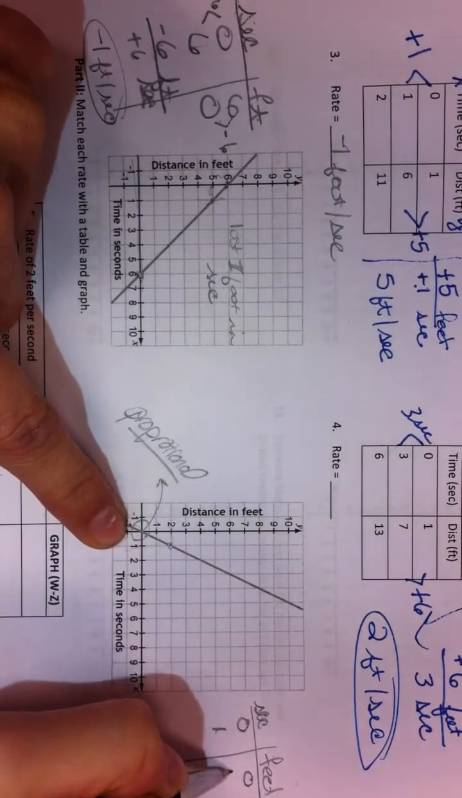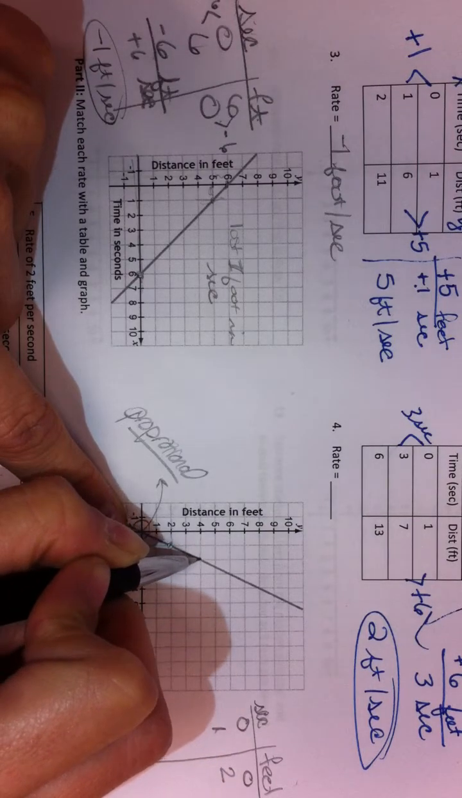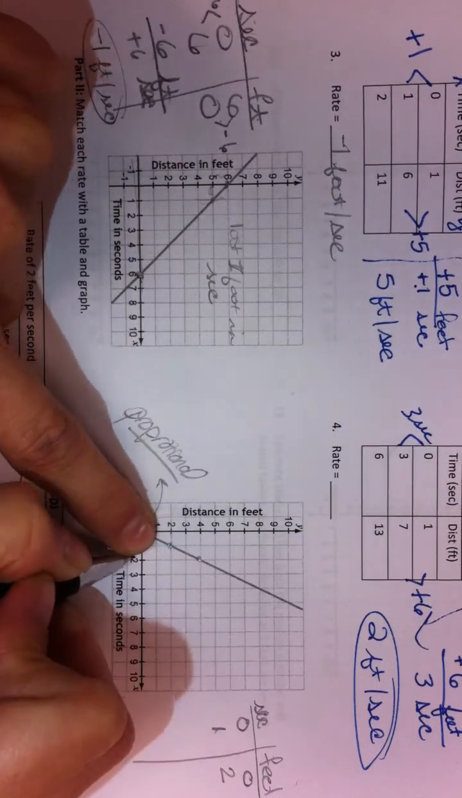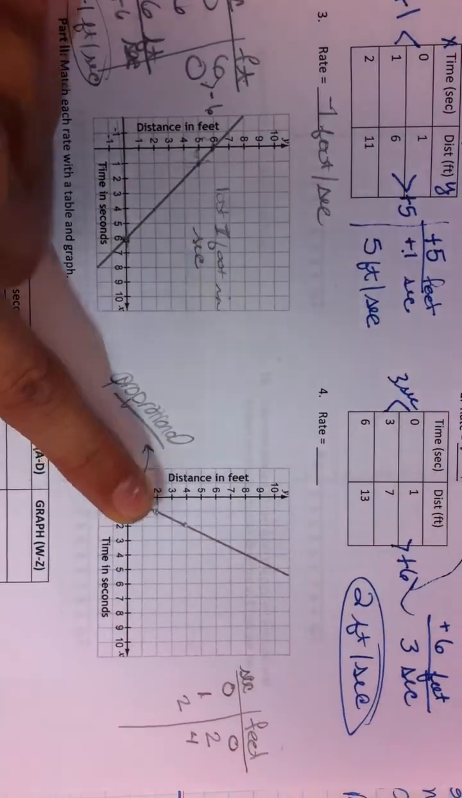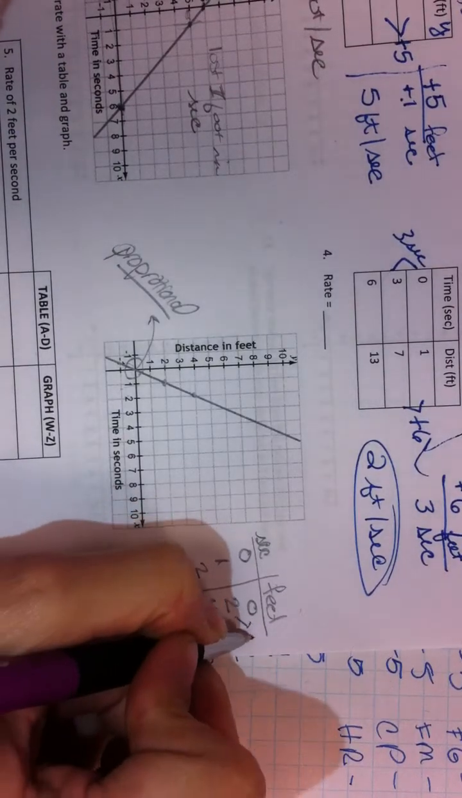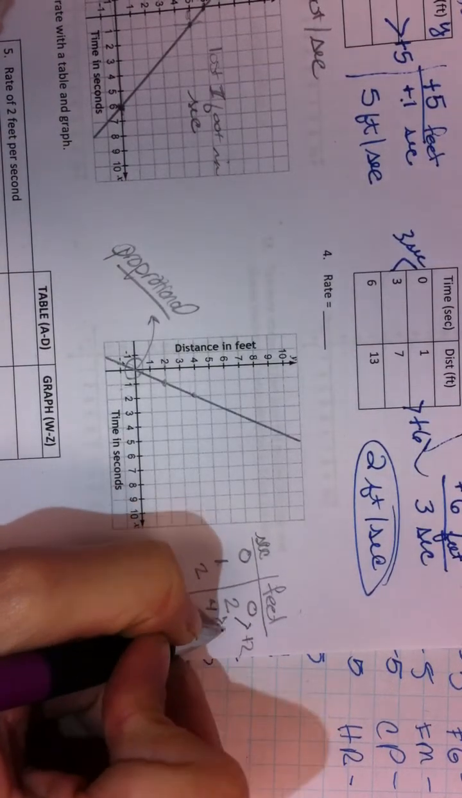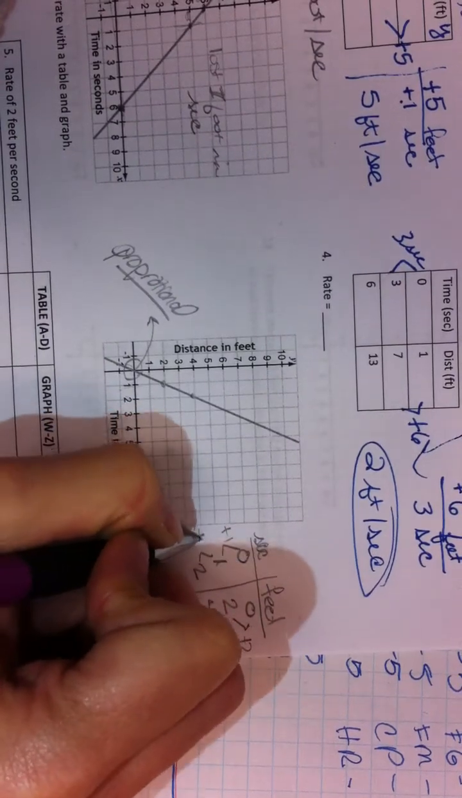Pairs up with 2 feet. Let's find another one. Travel along your line until you get right to a perfect point. That's 2 seconds. I'm at 4 feet. So let's see what the rate is. From here into here, I had to add 2. Here to here, I had to add 2. Here to here, I added 1. Here to here, I added 1.